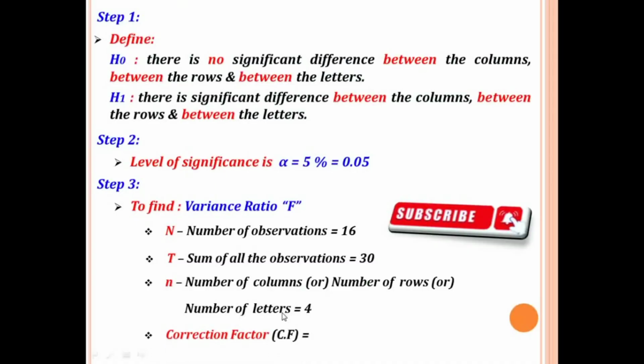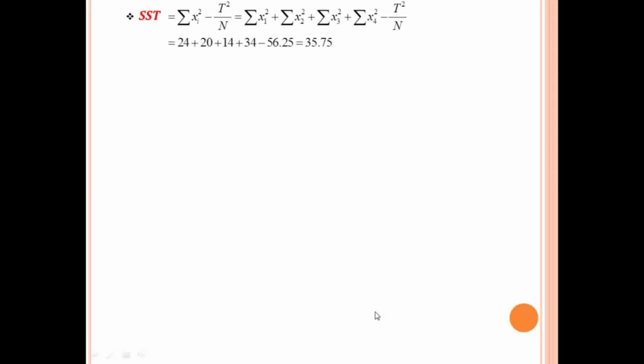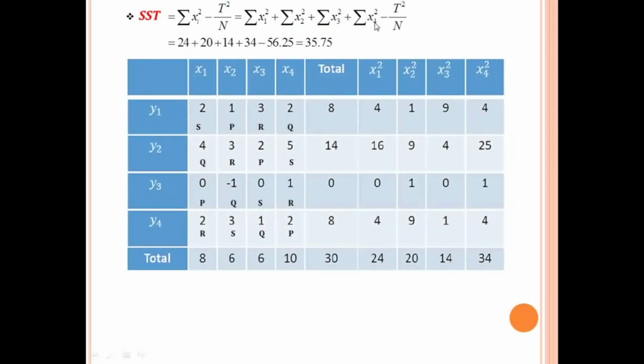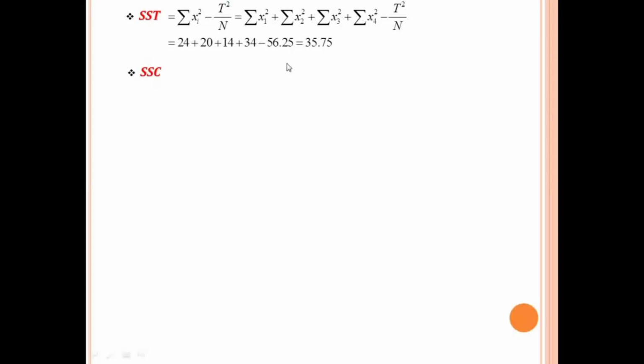Next, we find the correction factor. What is the correction factor formula? T square by N. 30 square by N value, which is 16. We get 56.25. Next, we find SST. What is SST? Sum of squares of total. That is nothing but the sum of xi square minus the correction factor. We have four square terms: sum of x1 square, sum of x2 square, sum of x3 square, sum of x4 square. So 24 plus 20 plus 14 plus 34 minus the correction factor value, we get 35.75.